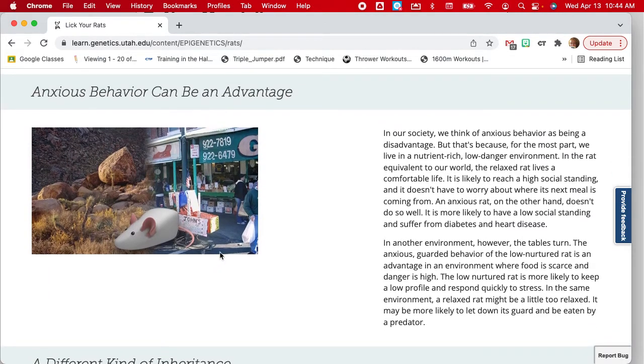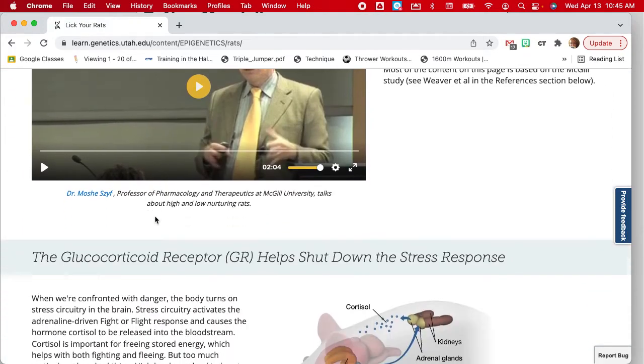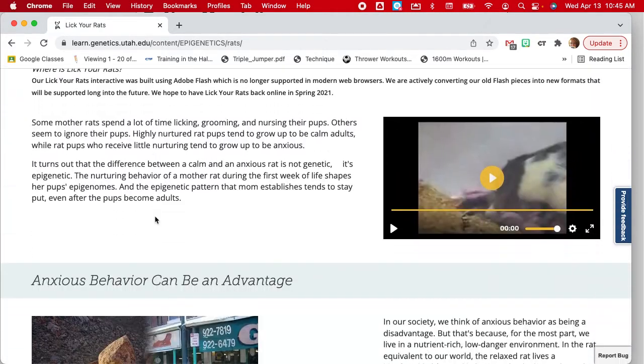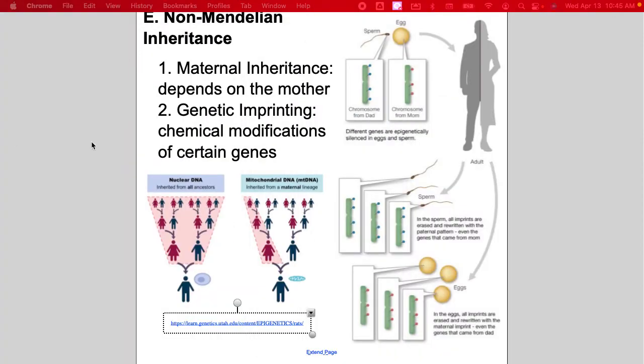And then it goes on to talk about how an anxious rat pup could be advantageous, especially if they live in a dangerous environment. But the thing is, it's so sad because they used to have this little Flash here, and you pretended to be the mother, and then you'd literally click on the pup and lick it, with this awesome sound effect, and then you could see how their genome changes just by how many times you lick the rat pup within a certain time, or if you don't. But I guess, yeah, Flash, so sad. I miss Flash.